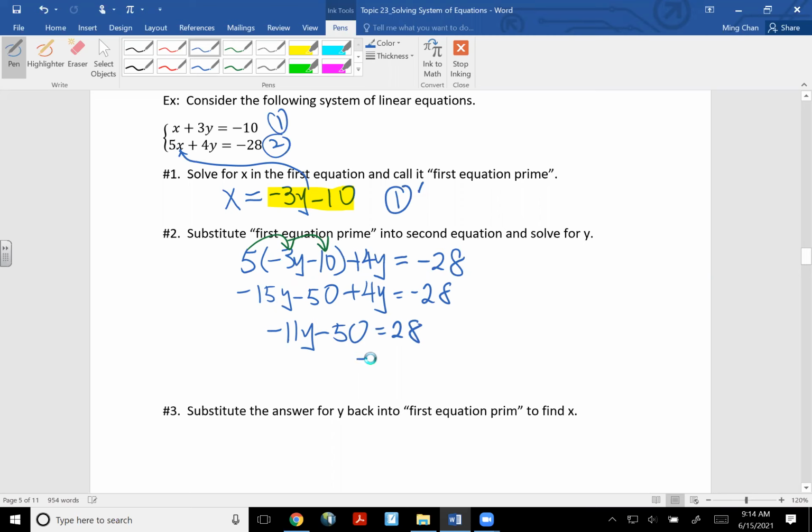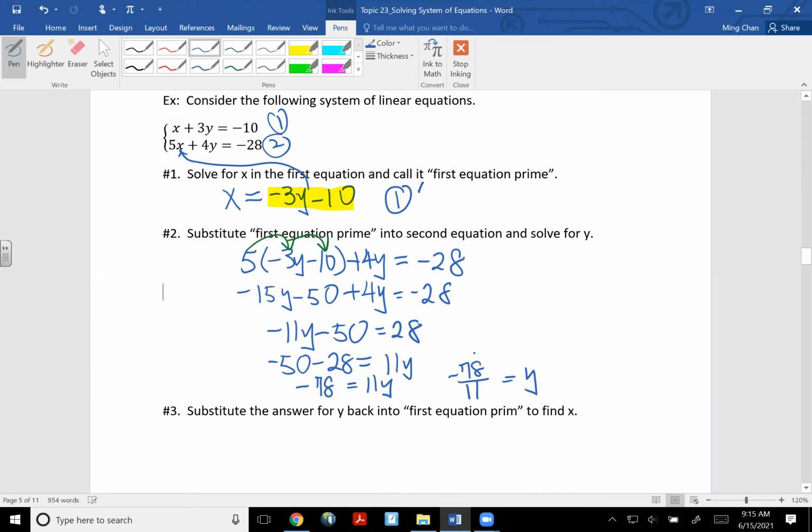I'm going to move my negative 11y to the right side and bring the 28 to the left side. So the left side should be negative 50 minus 28, which is negative 78, equal to 11y. So divide both sides by 11. My answer: y is equal to negative 78 over 11. There's no way I could graph this and find the answer because my answer involves fractions.